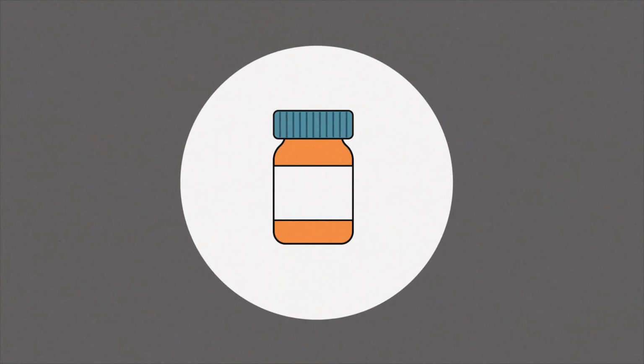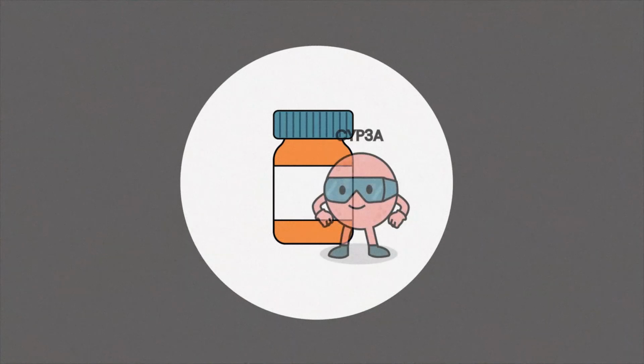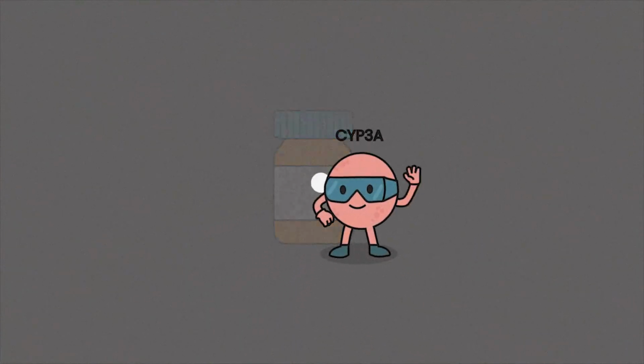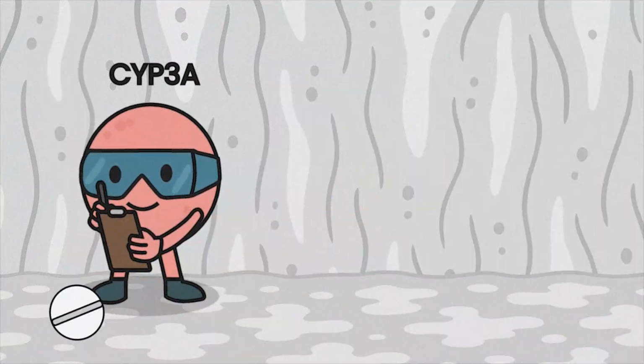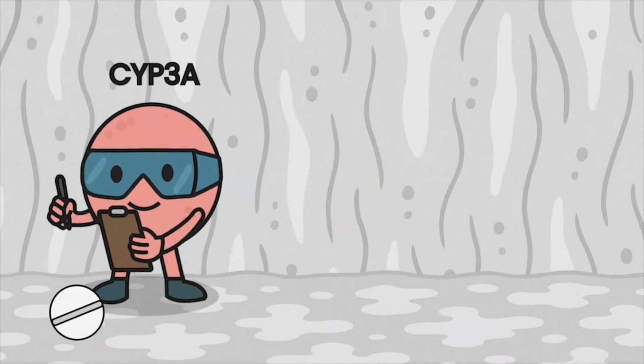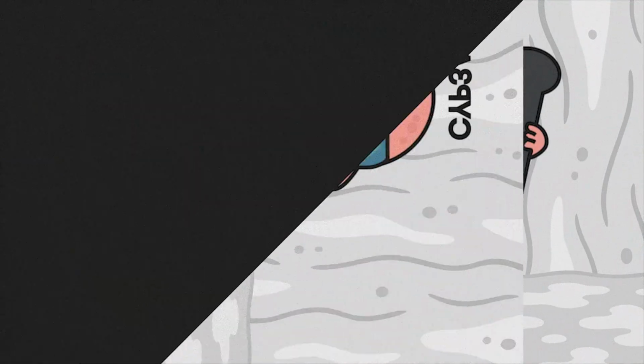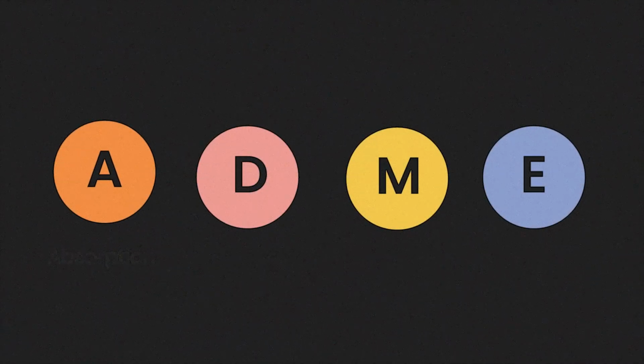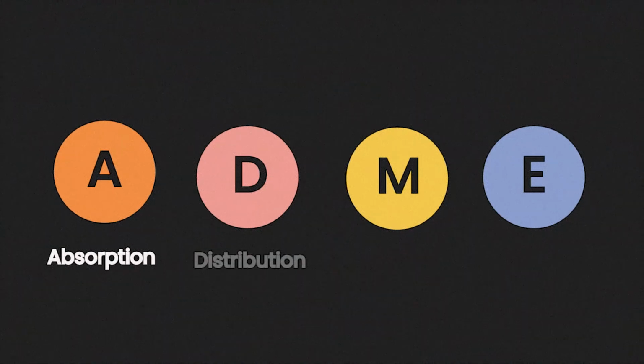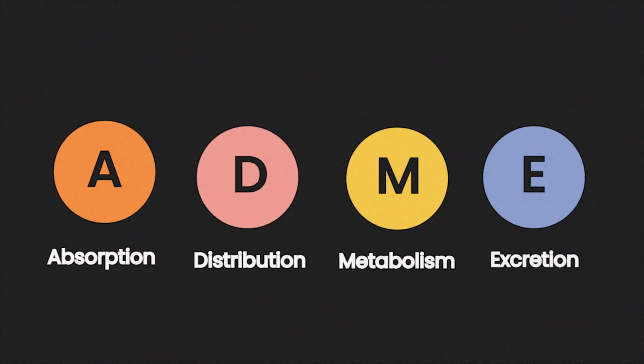In this video, we are going to dive into the science behind how medicines are metabolized and where CYP3A fits into that journey. If you've already met CYP3A, you'll know it's one of the hardest working enzymes in the body. But what exactly is it doing, and why does it matter? When a medicine enters the body, it goes through a process known as ADME: absorption, distribution, metabolism, and excretion.